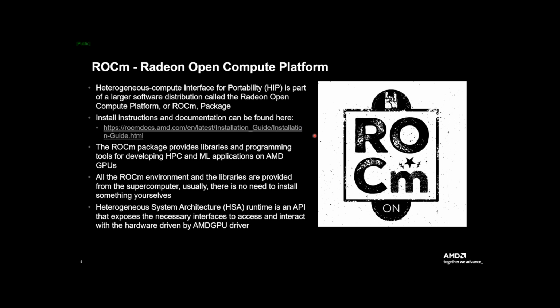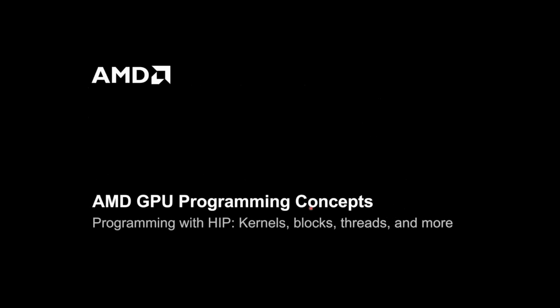All the ROCm environment and the libraries are provided on the supercomputer. So when we talk about installation instructions, usually you don't need them. Only if you test on another smaller system where you want to install your stuff, or install the latest ROCm version yourself to test something, right? And as I said before, the HSA is a runtime that basically, when you send commands to the GPU, decides how to interact with the GPU.